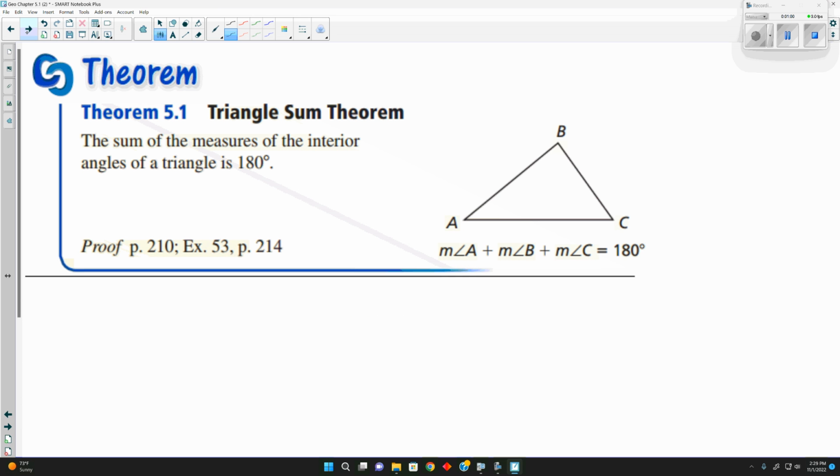Triangle sum theorem. The sum of the measures of the interior angles of a triangle is 180. So if we add all three angles together, we get 180.